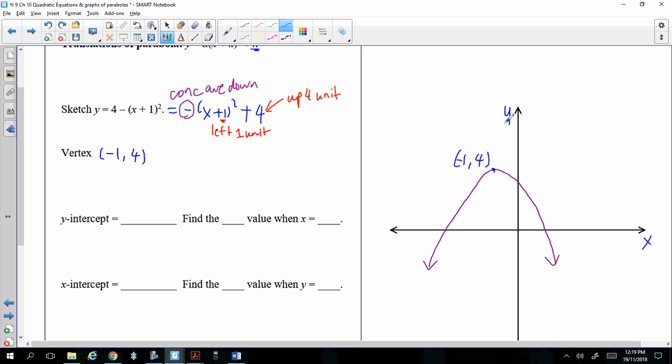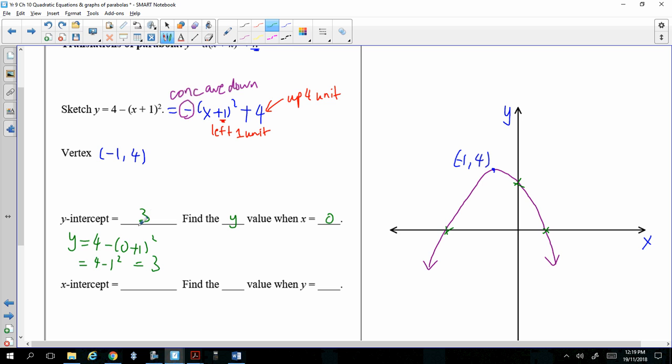And then clearly there is an x and y intercept we have to find out. There's the y-intercept and the x-intercept. Let's find the y-intercept. That's when we find the y value when x is 0. So put 0 into the formula. 4 minus (0 plus 1) squared, which is 4 minus 1 squared, which is just 3. So your y-intercept is 3.